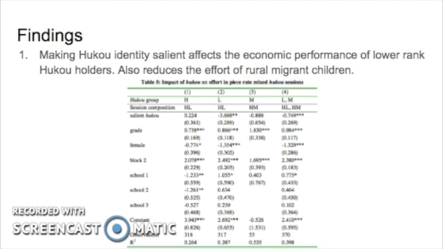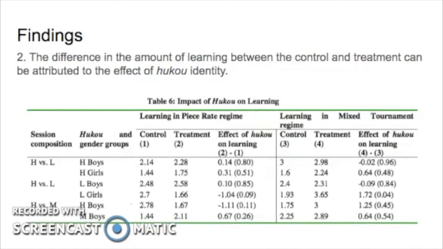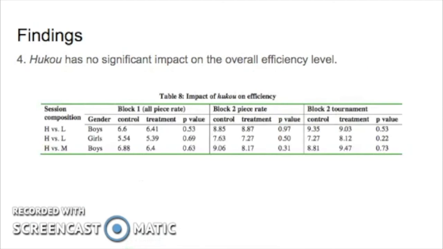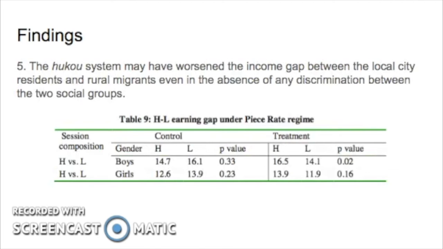The first finding is that making Hukou salient and public significantly reduces non-Beijing rural groups' effort. Secondly, the difference between the amount of learning between the two groups can be attributed to the effect of Hukou identity. Thirdly, introducing competition may improve learning, but this effect varies by social group and gender. Fourthly, Hukou has no significant impact on the overall efficiency level. Lastly, the Hukou system may have worsened the income gap between the local city residents and the rural migrants, even in the absence of any discrimination between the two social groups.